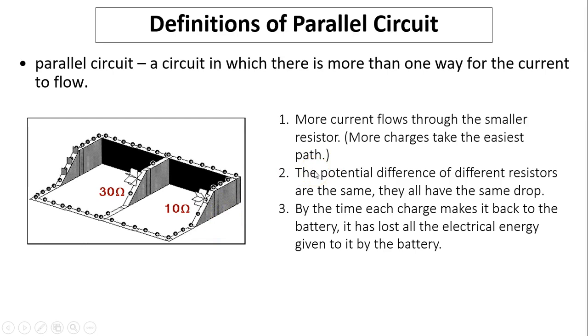Remember, this is different from the series circuit. For series circuit, all the current is the same. So more voltage drop will be across the bigger resistor and less voltage drop across the smaller resistor. Over here it says more current flows through the small resistor. The potential difference is the same. So for series, the current is the same. For parallel, the potential difference is the same. They all have the same drop.